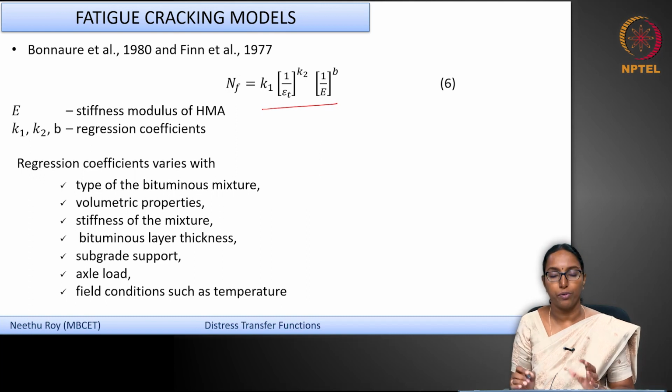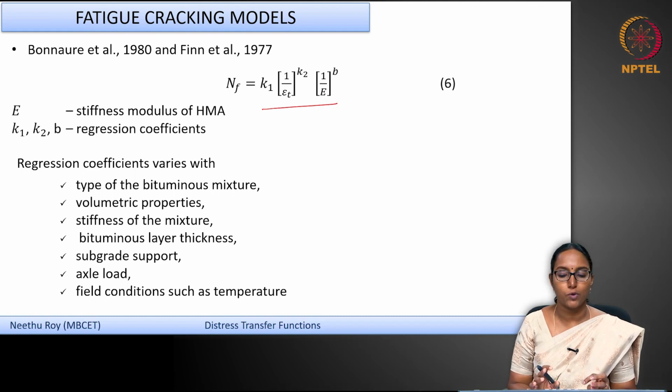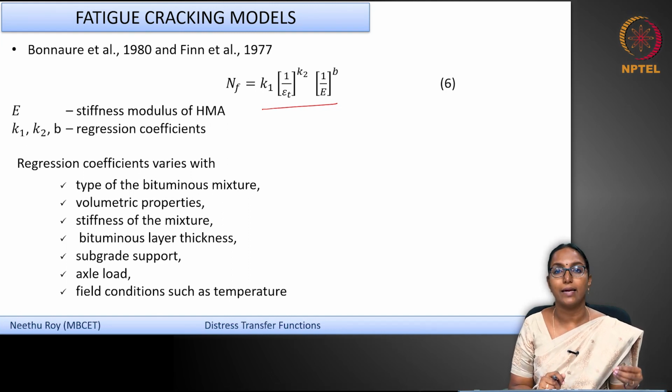Now, if you look at these coefficients, what are the factors on which these coefficients will depend? The first one is, of course, epsilon t raised to K2. So, that is for the bituminous mixture. So, essentially, what is the type of the bituminous mixture? What are its volumetric properties? What is the stiffness of this mixture? What is the kind of binder that you have used? All these aspects will dictate what is the K2 value, and the value B is related to the modulus of the material.